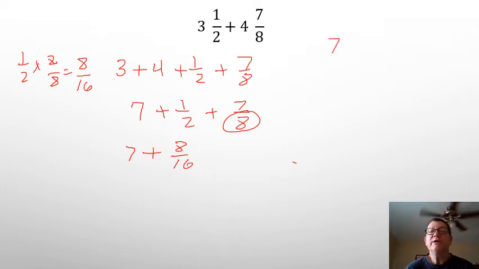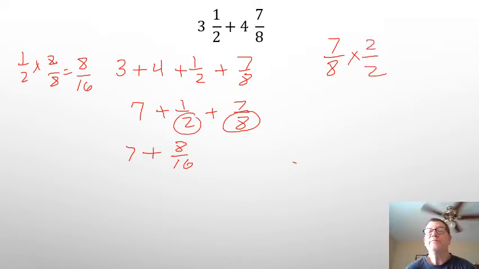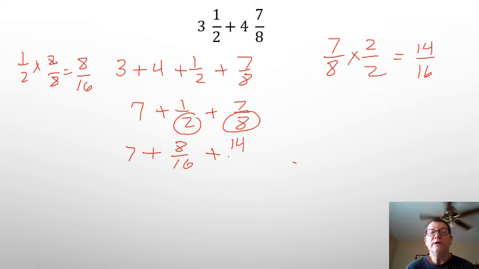Now our 7/8, we're going to multiply that by 2 over 2, and that's because of the denominator right here, and that's going to give us 14/16. So that'll be plus 14/16. Now when you add these together, we've got 7 plus, it's going to be 22/16 when we add 8 and 14/16.